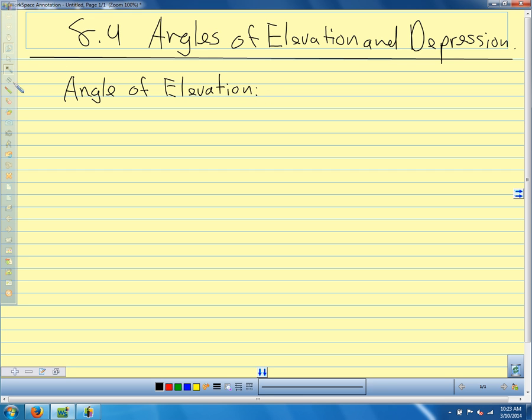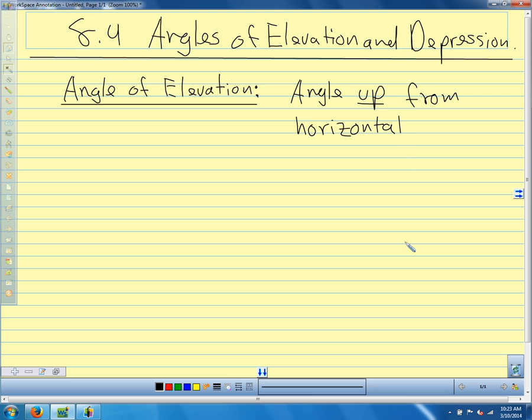So just thinking about those words, angle of elevation. What would you guess when we're thinking of elevation? What do we think of? Up. Elevation has something to do with up. Well, that's how we're going to describe our angle of elevation. It's the angle up from the horizontal. So that's going to be our angle of elevation.